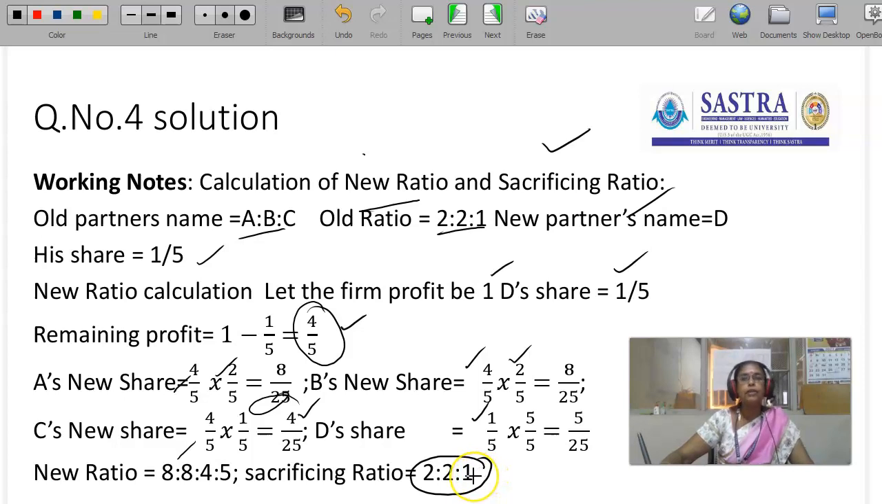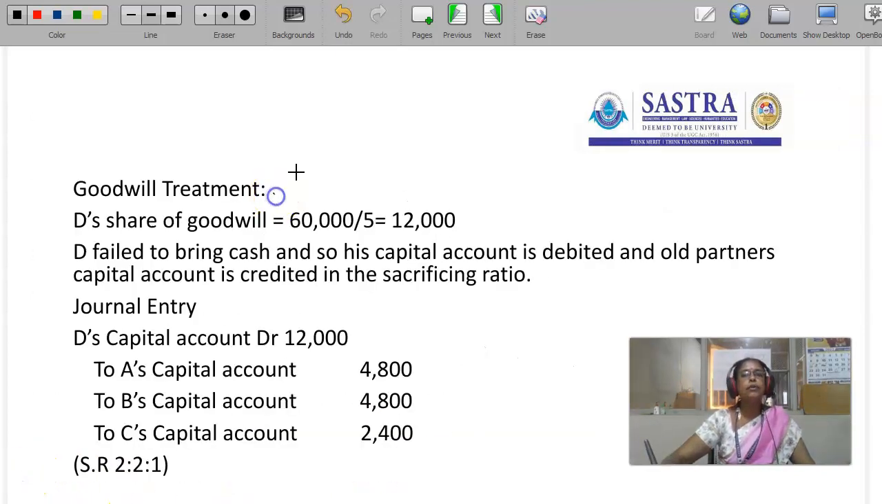And the sacrificing ratio is the old ratio, because the sacrifice made by the old partners is not given, and so the old ratio becomes the sacrificing ratio. Also, students need not calculate the sacrificing ratio. This is goodwill treatment. First we have to calculate D's share of goodwill. Total value of goodwill is given, that is 60,000. D's share is 1/5, so 60,000 divided by 5 is 12,000 rupees. But he failed to bring cash for goodwill. 12,000 he didn't bring, and so his capital account is debited and the old partners' capital accounts are credited in the sacrificing ratio.